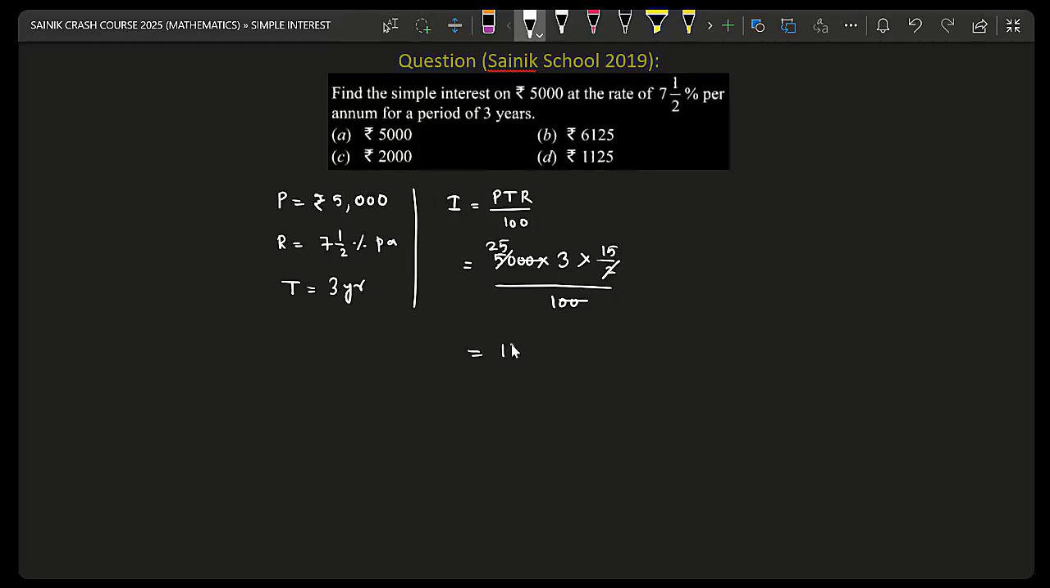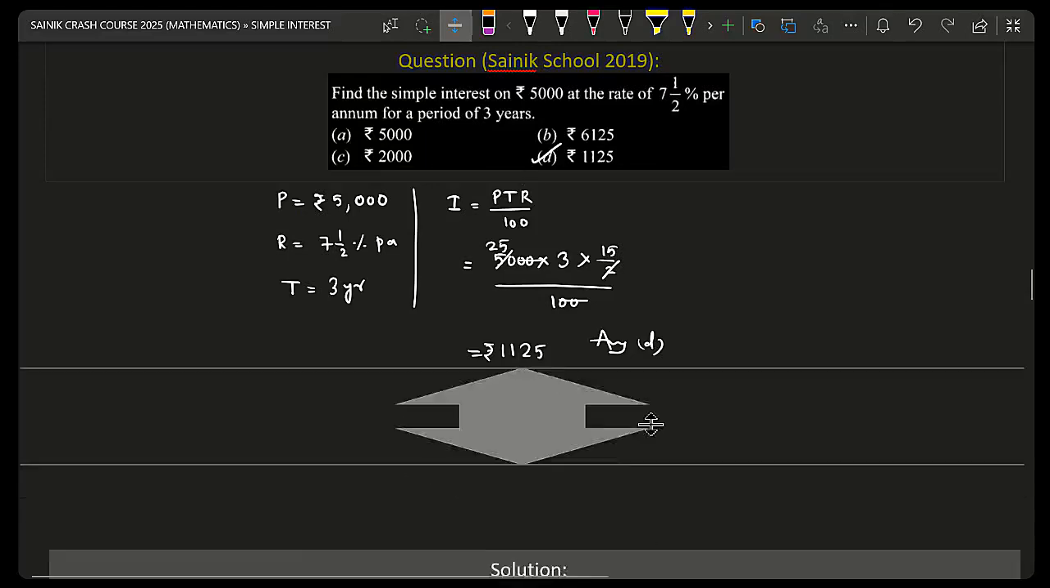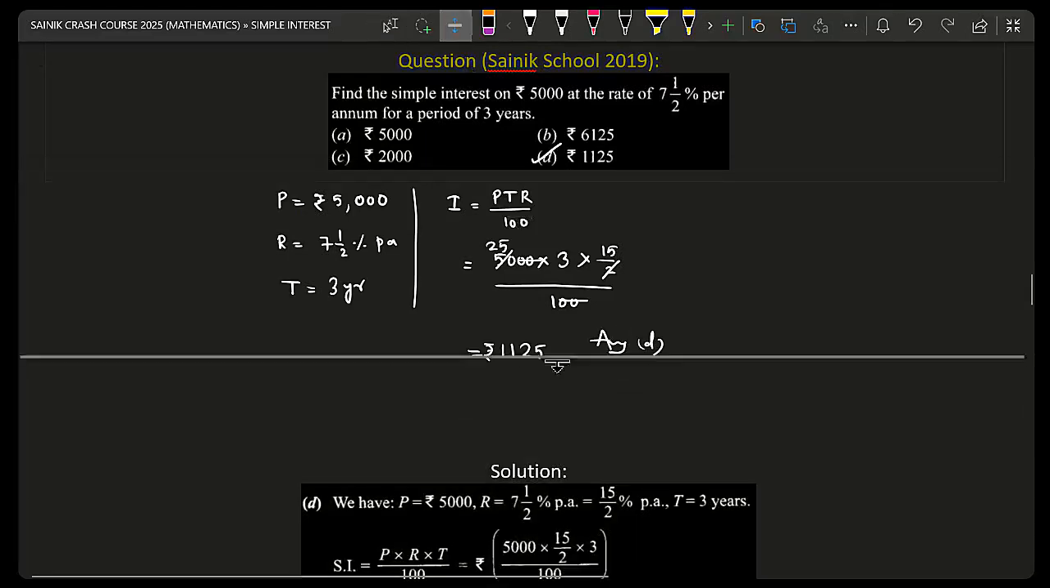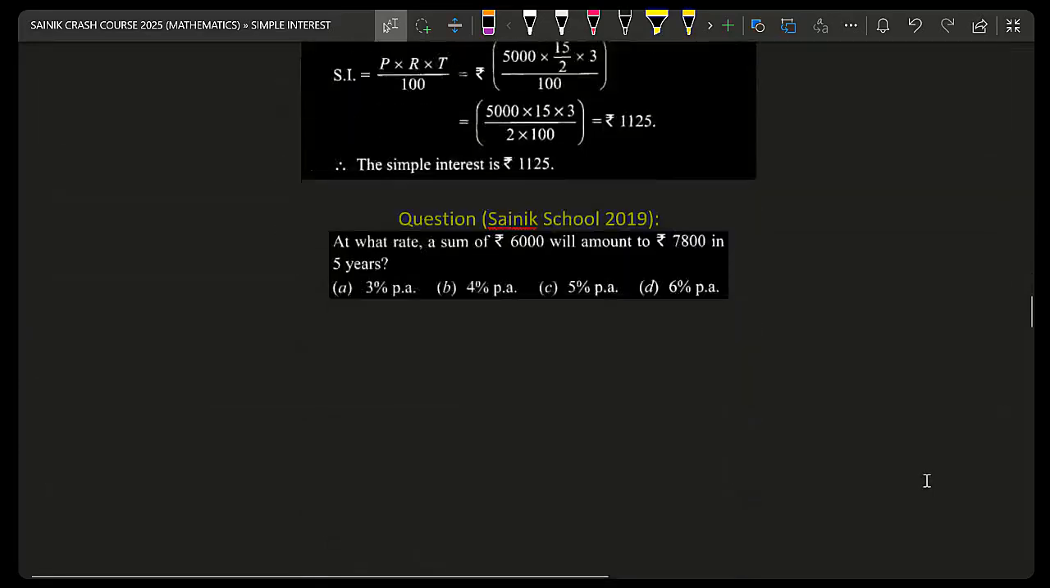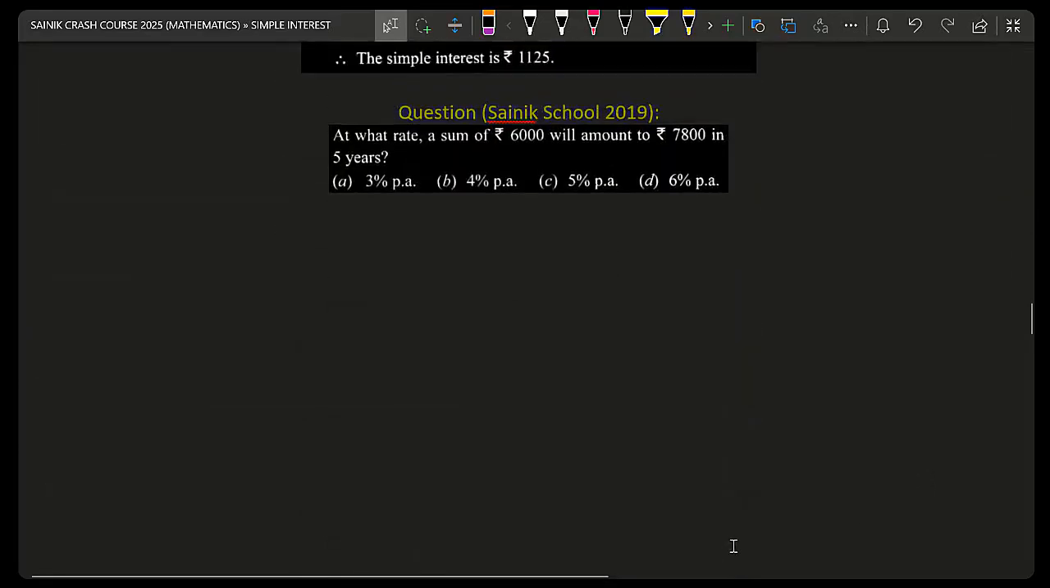1125. Exactly, 1125. So simple interest we got 1125. Which option? Sir, B. Very good. Abhyuday, you can mute yourself. That is option D is correct. So this is also a direct question of the application of simple interest formula. So we got the answer 1125 on simplifying.